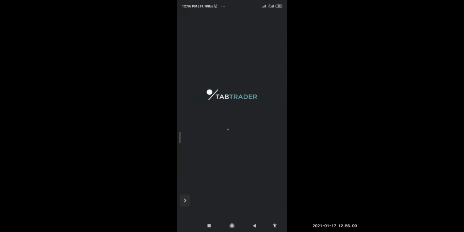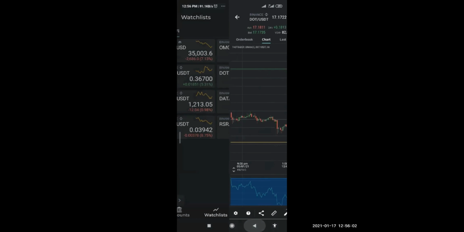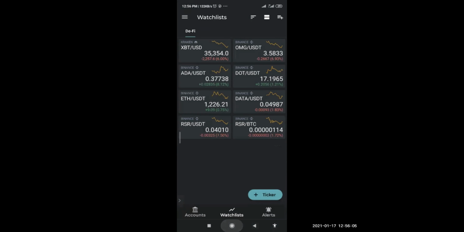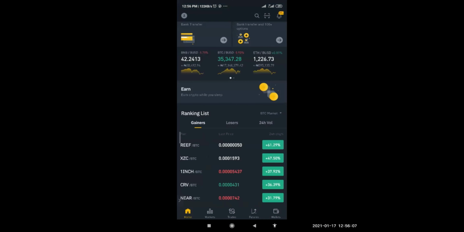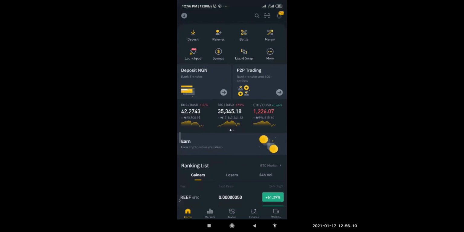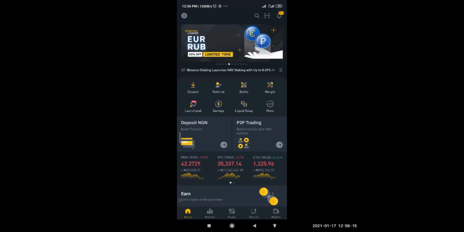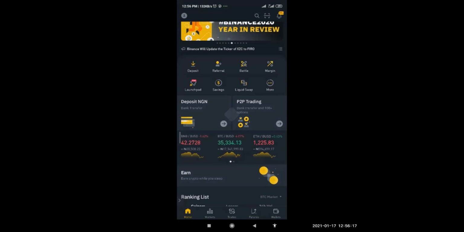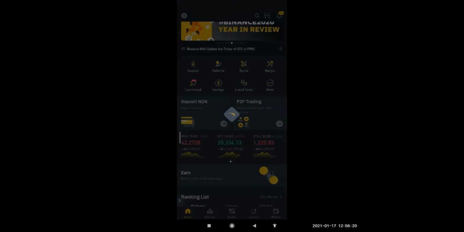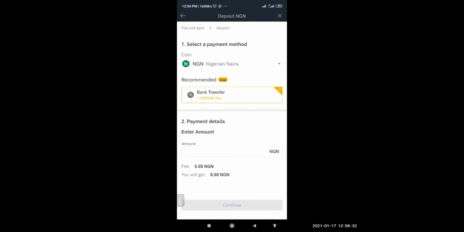For the buying aspect of it, that is converting or buying your first Bitcoin, all you need to do, if your platform is something like this, is just come over here and click deposit Naira, just straightforward. After clicking deposit Naira, you just wait for the page to load. Okay, so the recommended option is the bank transfer.